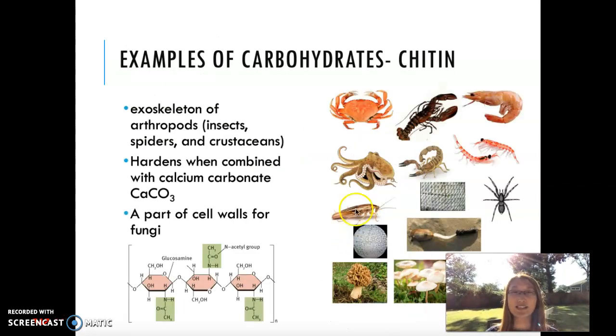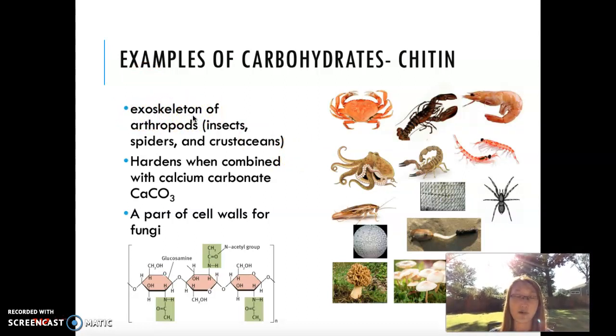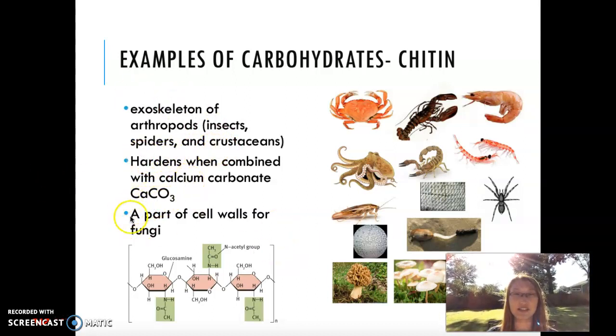All right. The next one is chitin. These are all kinds of animals that have chitin as a component of their exoskeleton structure. So there's a word, exoskeleton. That just means the outside skeleton instead of our regular skeleton, which is inside our body. And then chitin is also a part of the cell wall for fungi.